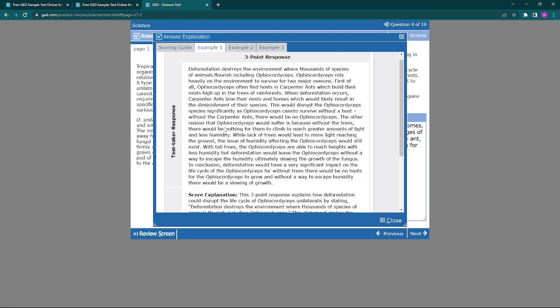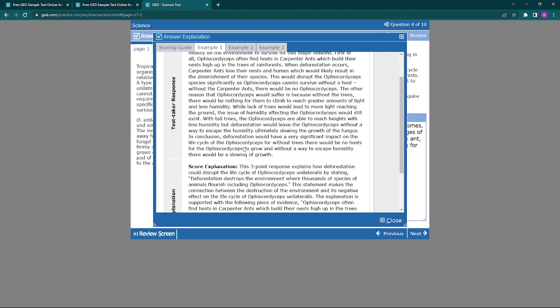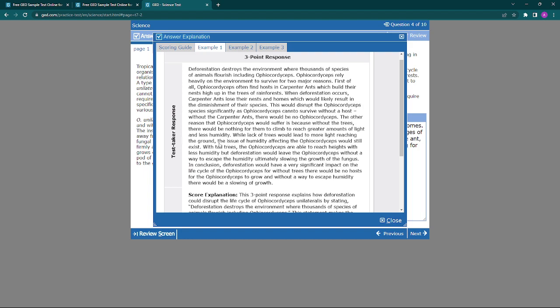There would be nothing for them to climb to reach greater amounts of light and less humidity, which is bad for fungal growth. I feel like more humidity, less light down in deep fungal, that's fungus. While lack of trees would lead to more light reaching the ground, the issue of humidity affecting the OU would still exist. Wait, I feel like that's a double negative thing. There is no issue with humidity down in the darkness of the shade of the trees. It's darker than the sunlight.